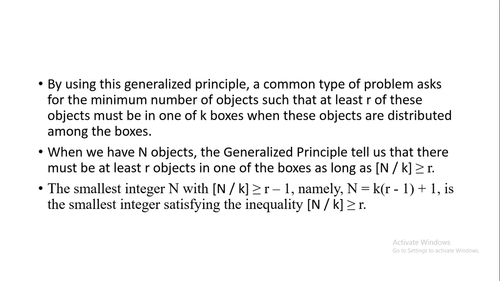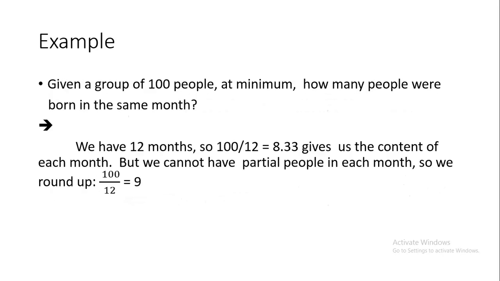So remember this, or concentrate on these sentences, because these are useful to solve the generalized principle examples. See here: given a group of 100 people, at minimum, how many people were born in the same month? So here the group of people is 100, and at minimum, how many people were born in the same month? We have to find that minimum count.